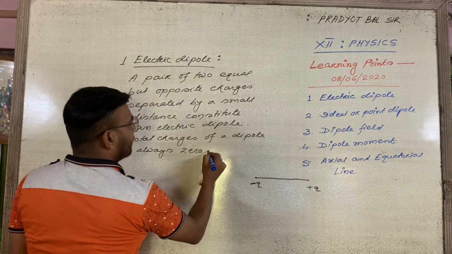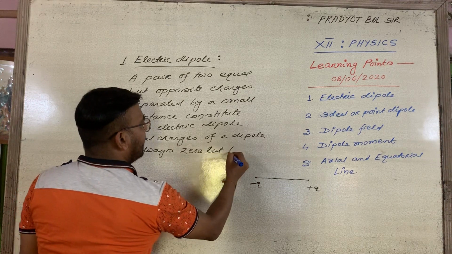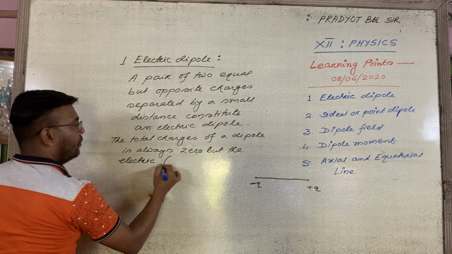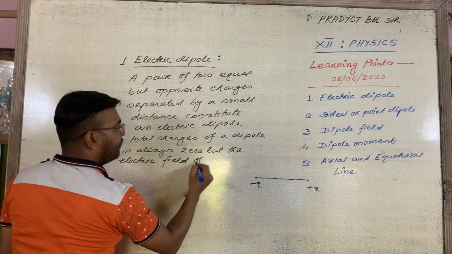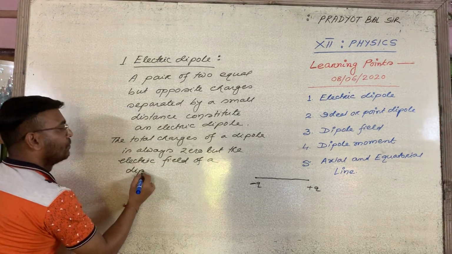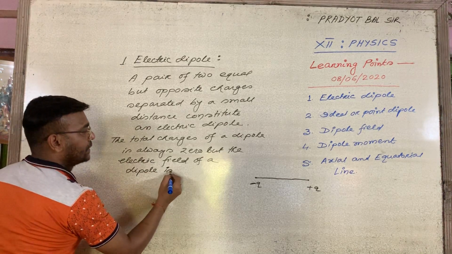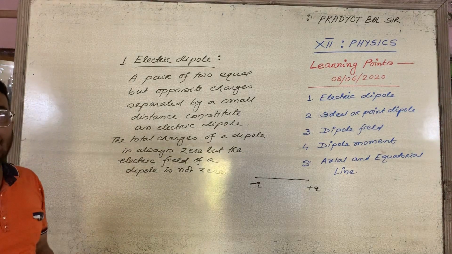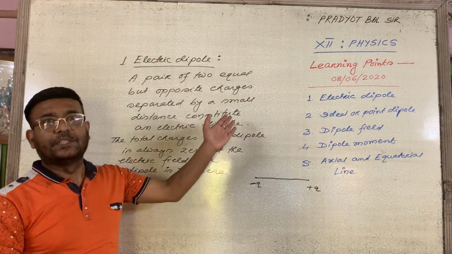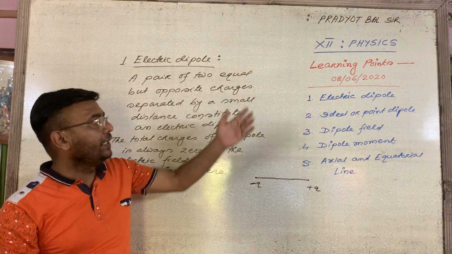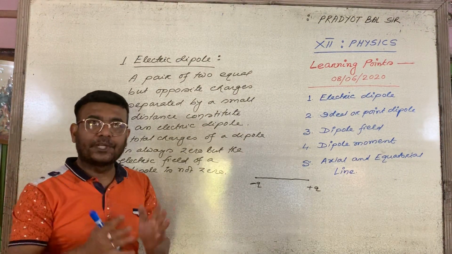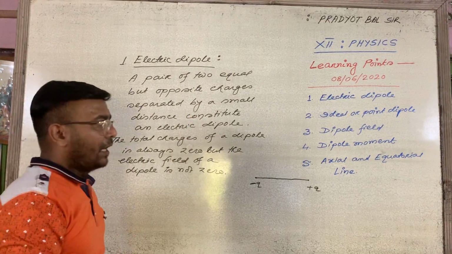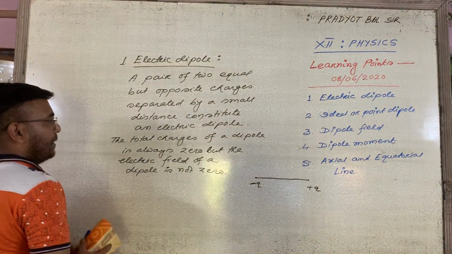But the electric field of a dipole is not 0. So this is our first point of discussion. Electric dipole. It's a very important topic you should go through. Clear? Next point is ideal or point dipole.